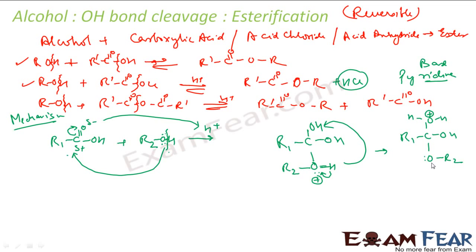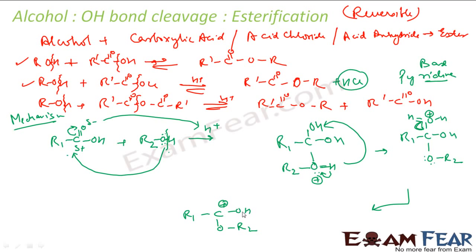Correct? Now this H2O will also be removed. They remove easily. It's a good leaving group. So you remove this H2O, this bond breaks in this direction, so carbon will get a positive charge now here. Carbon gets a positive charge here, OH, R1, OR2. This is what you get, carbon with a positive charge.